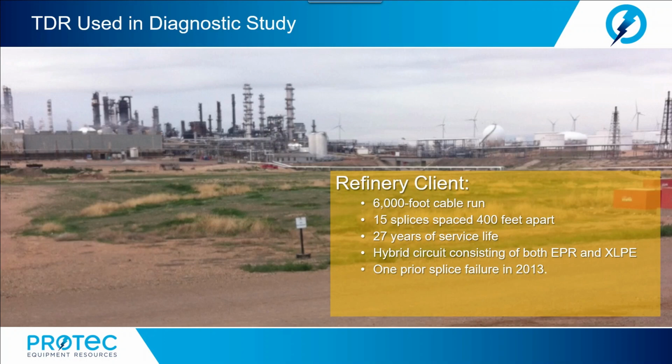6,000 feet. Now, this cable had about 27 years of service life. It was a hybrid consisting of both ethylene propylene rubber, but predominantly cross-linked polyethylene. They had one prior failure back in 2013.